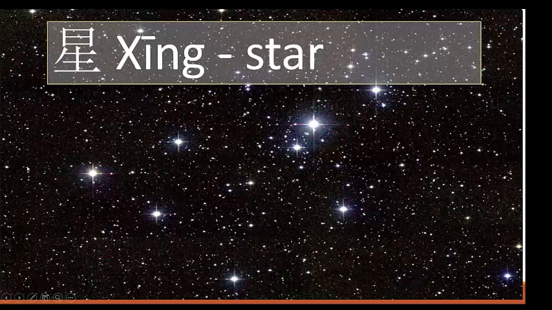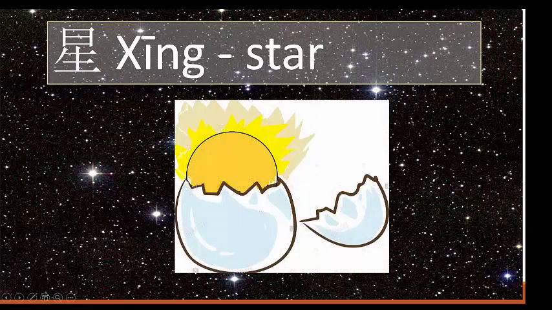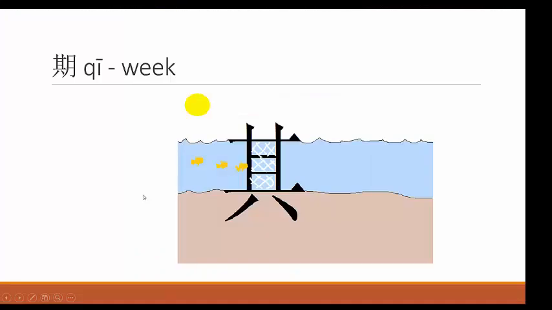The next character you have to trace is Xing, the star character. It combines the sun radical with a birth radical, because ancient Chinese people thought the stars were little sun eggs, suns being born. The next character you have to trace is Qi, which means date, and combined with Xing, Xingqi means week. And it combines a moon with the Qi net sound.